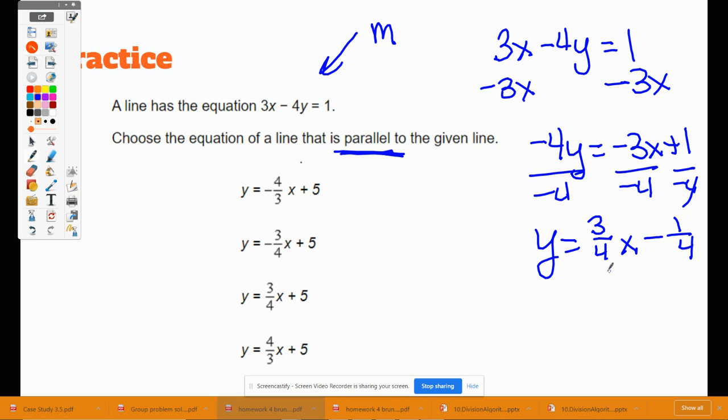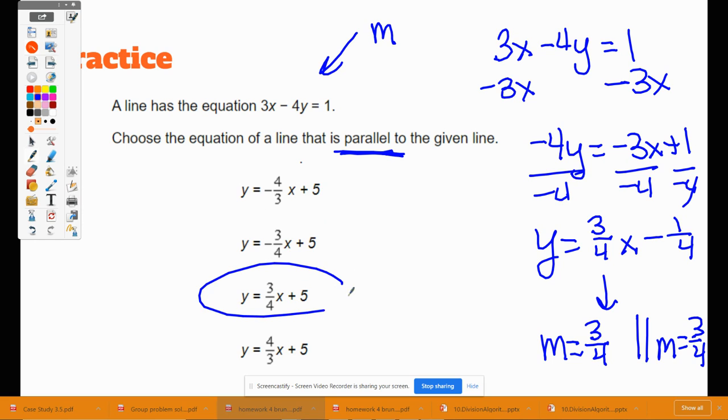Which one is parallel? Parallel has the same steepness. So if the slope of this line is 3/4, a parallel slope is also going to be 3/4. So we're just looking for lines that have 3/4 of slope, and this is the answer.